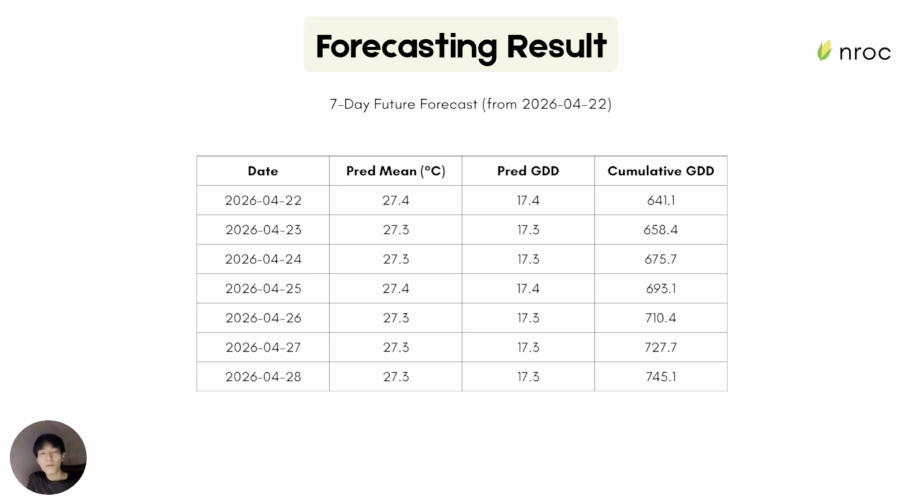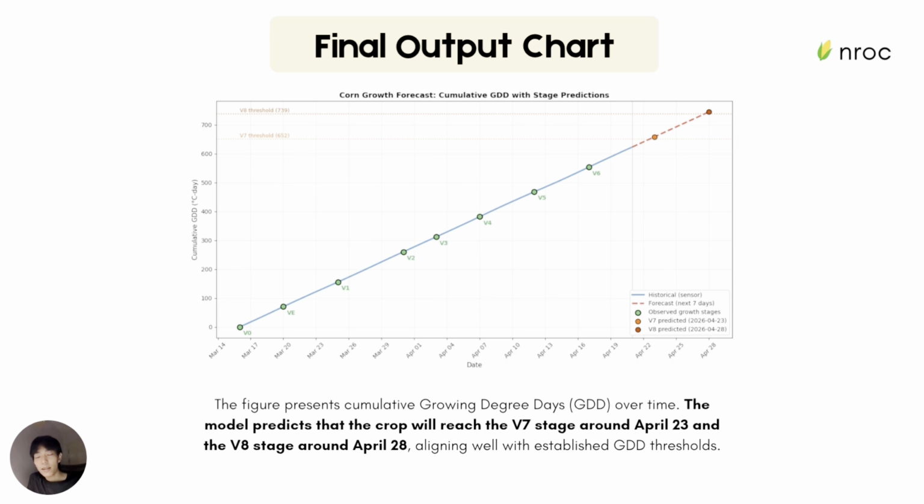Here is also forecasting result into 7 days. And here is final output chart where we plot everything together, including the GDD and historical sensors, as well as the forecasting result. And it predicts that the crop will reach V7 stage around April 23rd and V8 stage around April 28th.